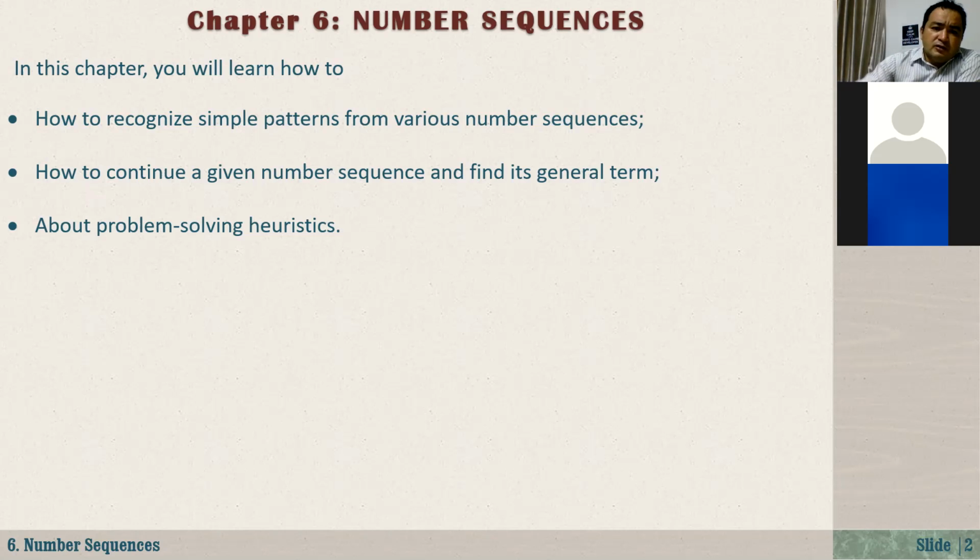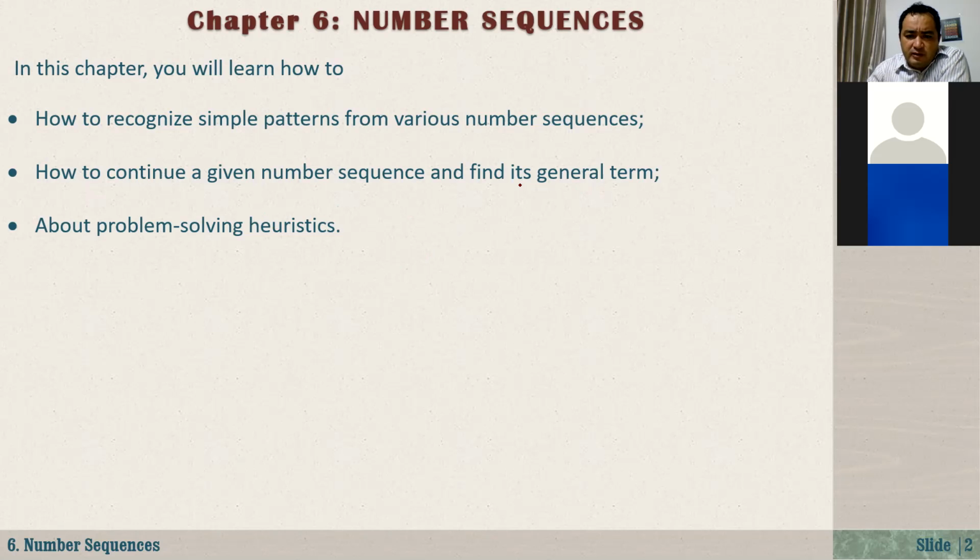All right, what are we going to learn in this chapter? We are going to learn how to recognize simple patterns from various number sequences. Of course, before we start this, first we have to answer the question, what do we mean by number sequences? First, we will just give its definition, and after that, by practicing a few problems, we will improve our recognizing skill. When we just look at the number pattern, we should be able to recognize the pattern, how numbers are changing, how they are related to each other, how to continue a given number sequence and find its general term.